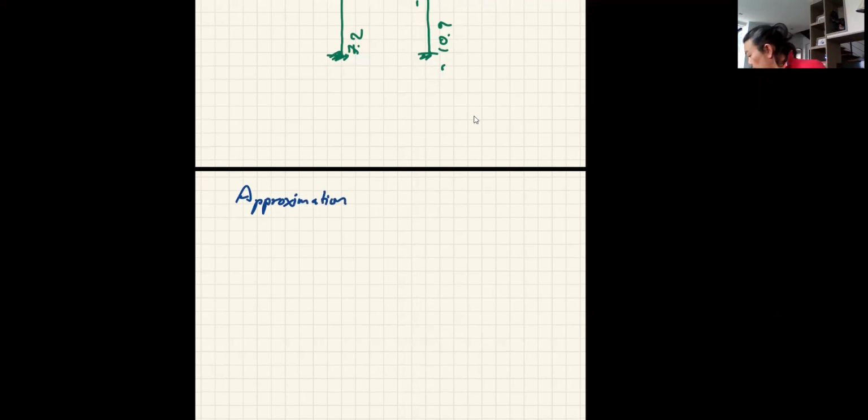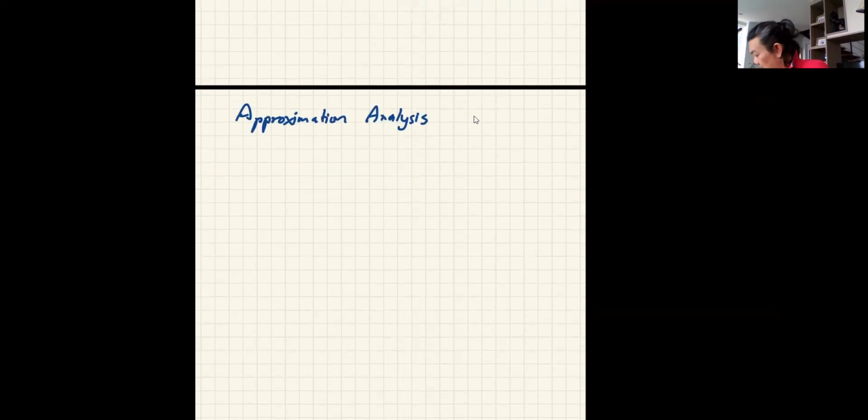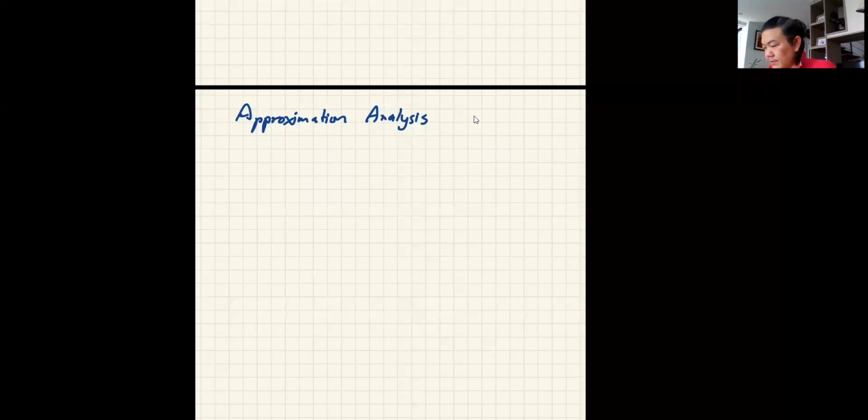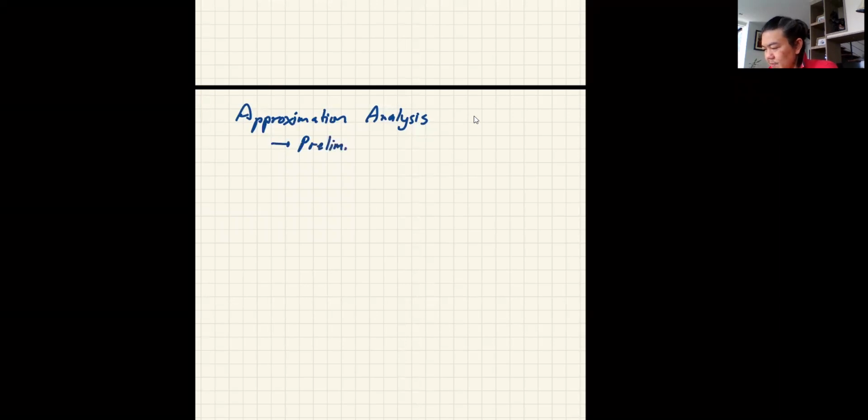Oh, my handwriting has gone bad since the morning, so if you can't read anything, you have to tell me, okay? This, as the name suggests, we are going to approximate the internal forces of the structure. This is very useful for the preliminary design of the structure, to approximate the size of the beams and the columns and everything.